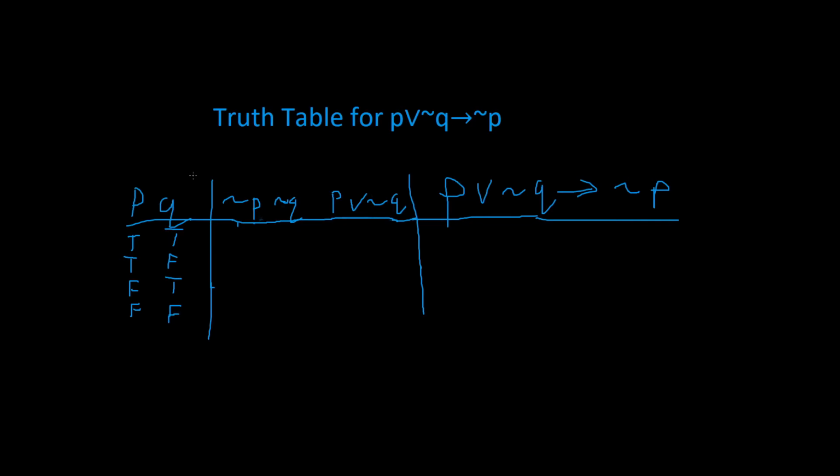So now our next thing is to evaluate our negation P and negation Q. That's just going to be the opposite of P and Q. And as follows, it's going to be false, false, true, true, false, true, false, true. And next thing we need to look at is P or negation Q.